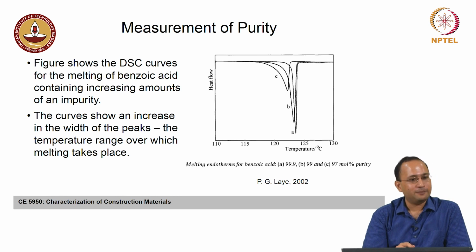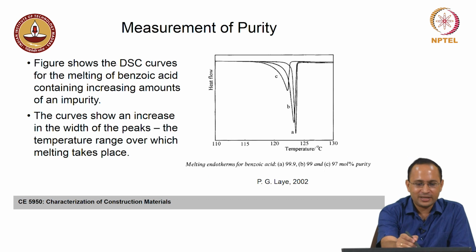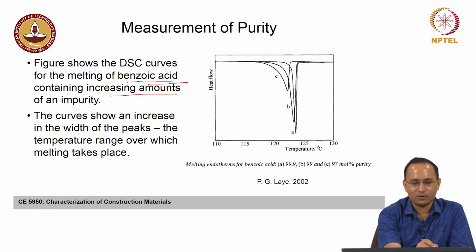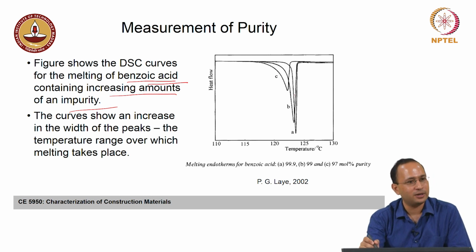Measurement of purity, we said. So, here is an example. The figure shows the DSC curves for the melting of benzoic acid containing increasing amounts of an impurity. So, you have benzoic acid, and as we increase the amount of impurity, see how it affects your DSC.